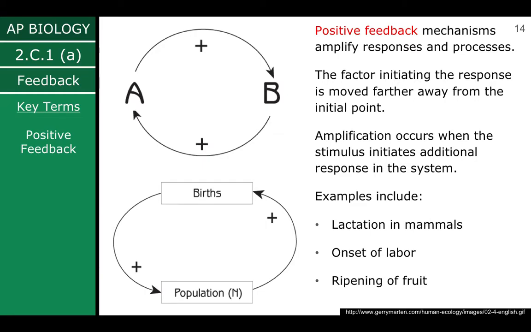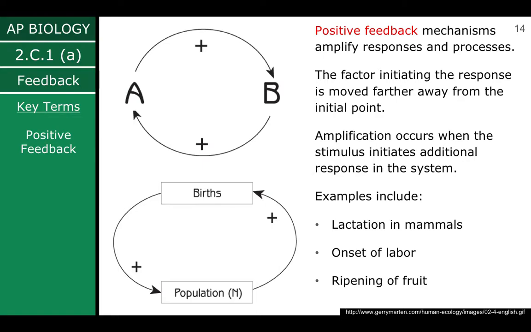So now we have positive feedback. Positive feedback mechanisms amplify responses and processes. So the factor initiating the response is moved further away from the initial point. Amplification occurs when the stimulus initiates additional response in the system. So instead of always returning back to homeostatic levels, oftentimes that change is actually going to be increased. Now it can be bad, but a lot of times it's good because it helps us do some process.